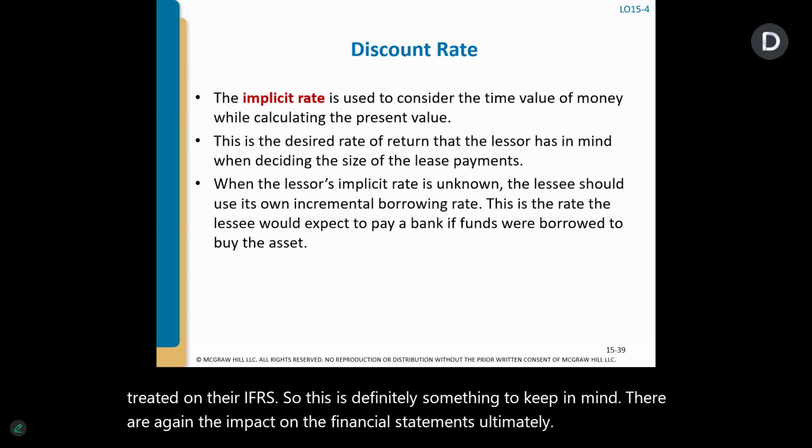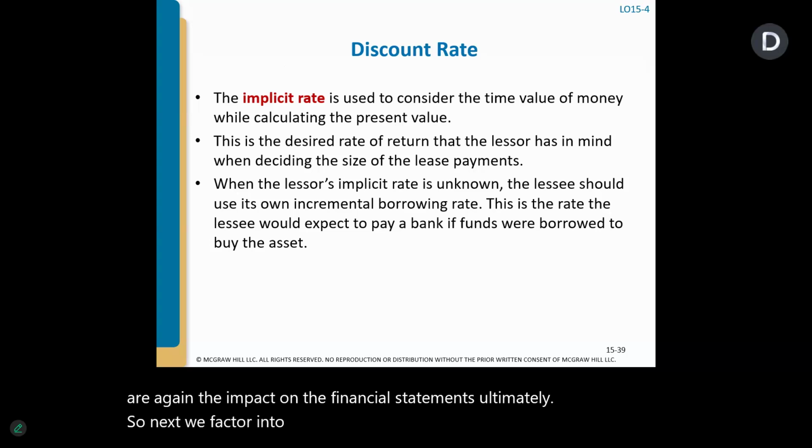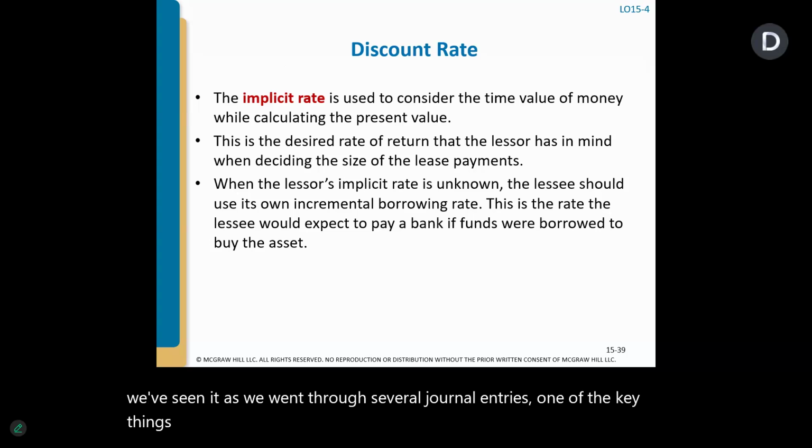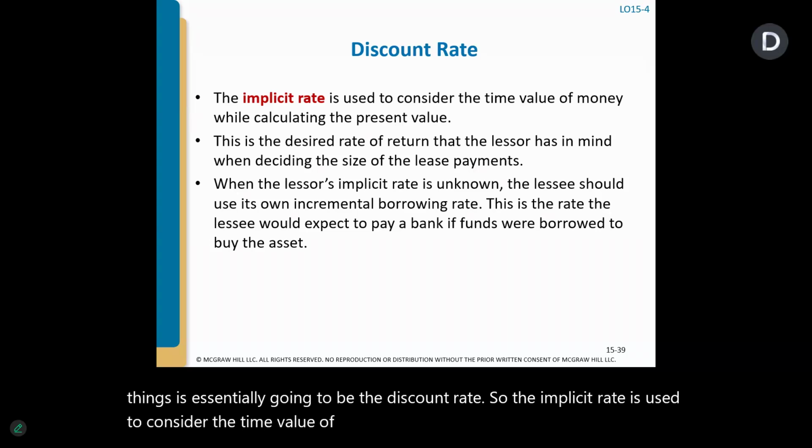So next we factor in the discount rate. One of the important things that we've seen as we went through several journal entries, one of the key things is essentially going to be the discount rate. The implicit rate is used to consider the time value of money while calculating the present value.